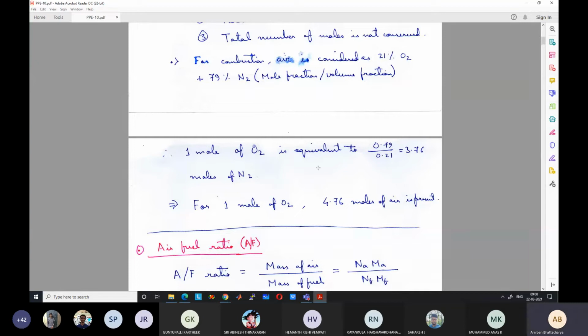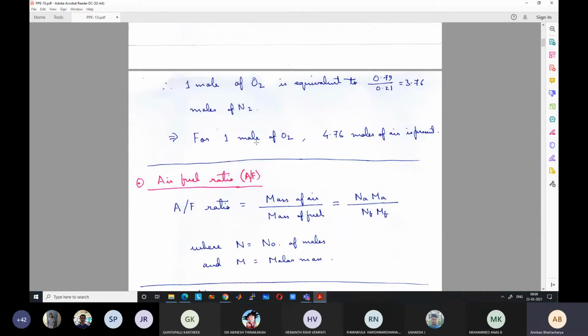So 1 mole of oxygen is typically taken to be equivalent to 3.76 moles of nitrogen. This means when we consider that a reaction is occurring with air and 1 mole of oxygen is required, typically we will consider that 3.76 moles of nitrogen is also present there. Although it is not taking part in the reaction directly, it's also present as part of the air. Or in other words, for 1 mole of oxygen, 4.76 moles of air is present. So all this is very trivial.